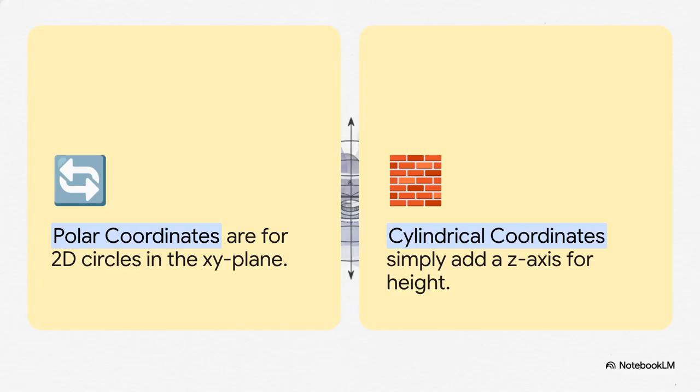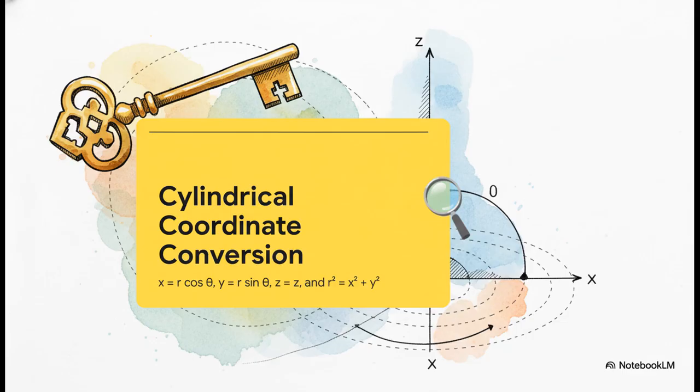Here's the good news. If you're already comfortable with polar coordinates in 2 dimensions, you are like 90% of the way there. All we're going to do is take that familiar polar system on the flat xy plane and just add a z-axis, a third dimension for height. That's it. So these are the formulas that make it all happen.